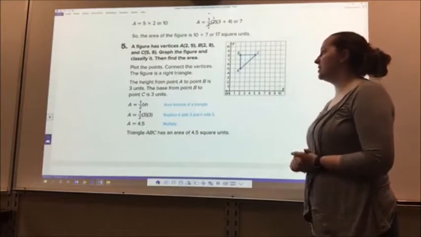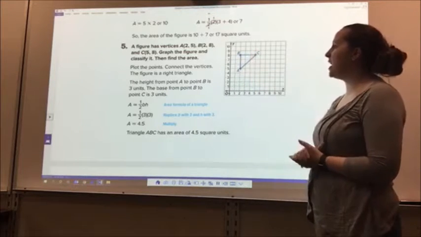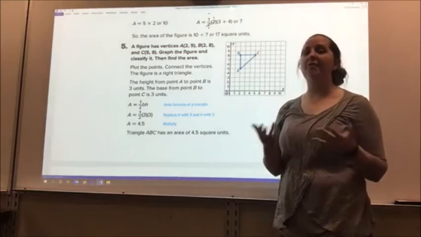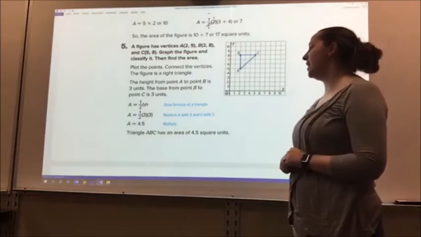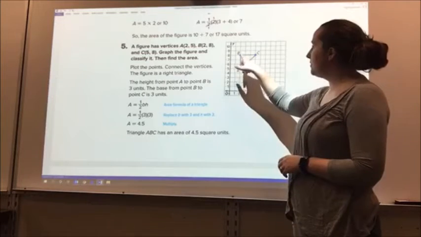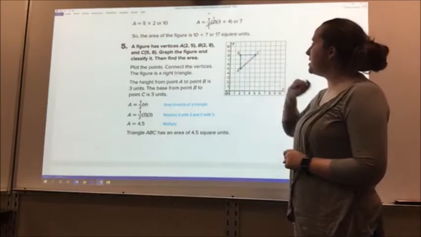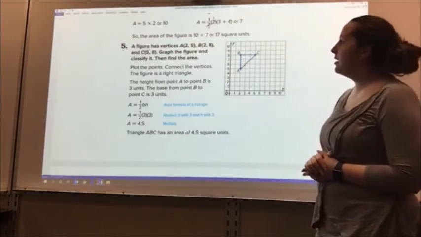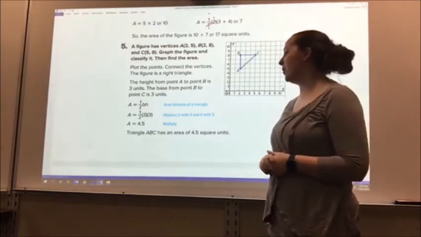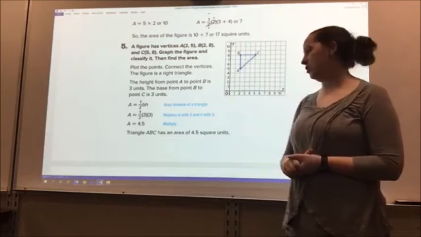A figure has vertices A (2, 5), B (2, 8), and C (5, 8). Graph the figure and classify it, then find the area. So the area of a triangle is 1/2 base times height. So I have to find my base and my height. So I have A and B. 8 minus 5 gives me 3. And B to C, 5 minus 2 gives me 3. So 3 times 3 is 9, times 1/2 is 4.5. So triangle ABC has an area of 4.5 square units.